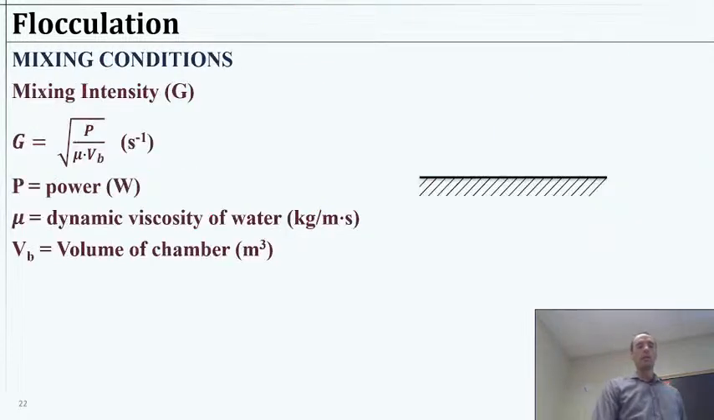So the rate at which they are aggregating is going to depend a lot on several factors. First and foremost is going to be the mixing conditions. We will describe the mixing conditions with a term called G. This will be our mixing intensity. We have a definition of it. You'll see this is in per time units. And the equation here is going to be the square root of the power that we add to the solution, with our stir bar, with our mixer, divided by the viscosity of the solution, the water, divided by the volume of this flocculation basin.